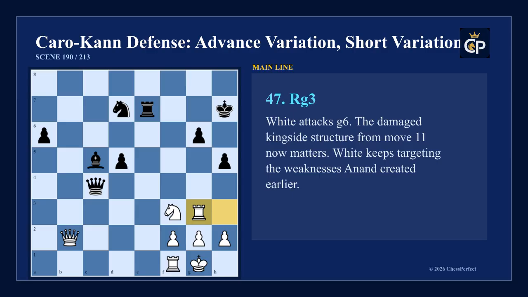Rook g3. White attacks g6. The damaged kingside structure from move 11 now matters. White keeps targeting the weaknesses Anand created earlier.